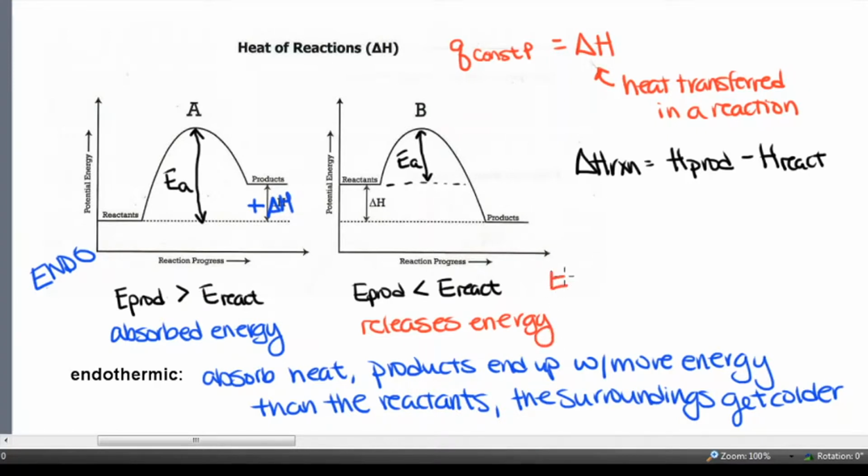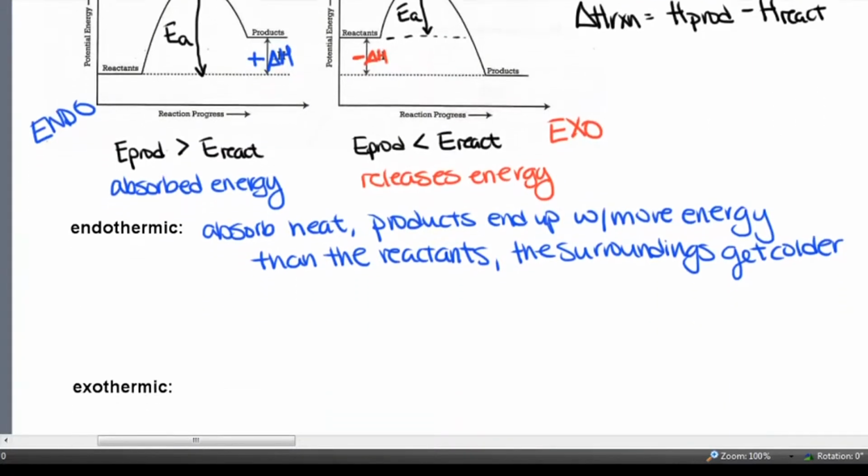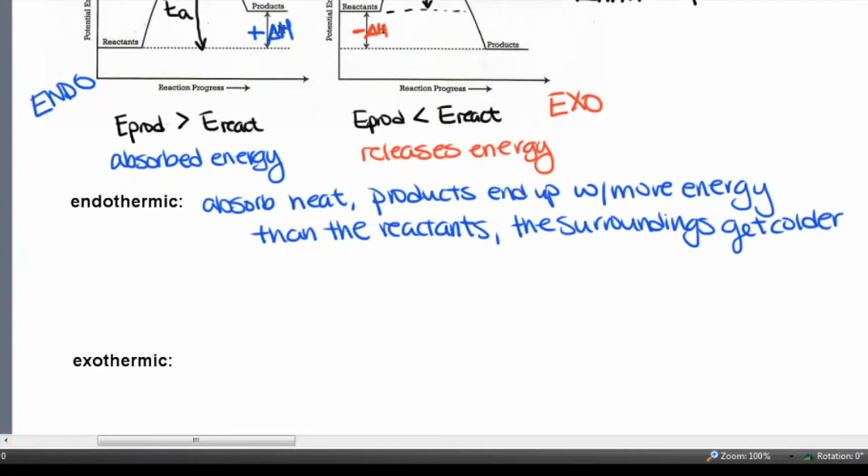This is what we call an exothermic reaction. If we subtract the products minus the reactants, again, that's how we get our deltas, final minus initial, we're going to get a negative delta H. Oops, I forgot with my endothermic to remind ourselves of positive delta H.